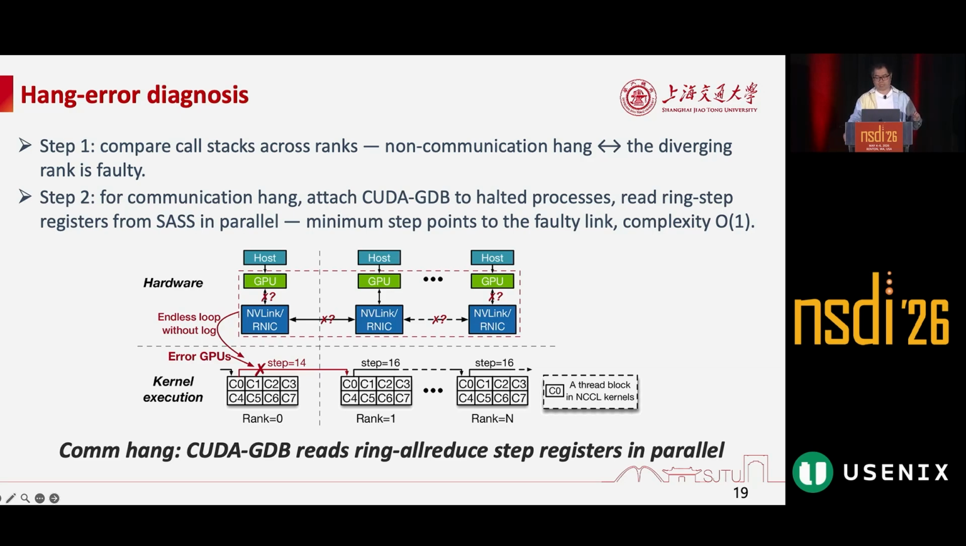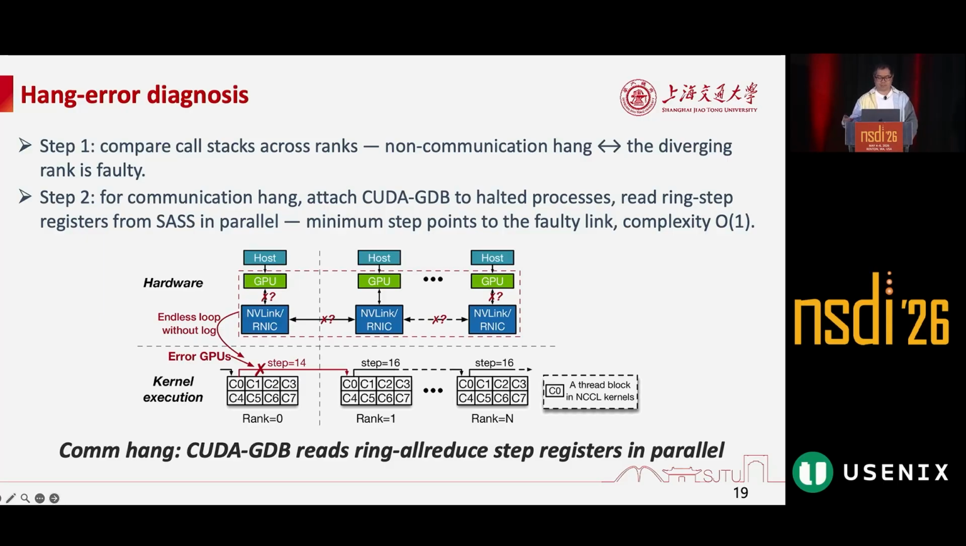Here, we use CUDA GDB to read the ring steps register of each training process directly from the SASS. So in this figure, you can see the step of rank 0 is 14, while the other ranks are at 16. Clearly, rank 0 is the potential culprit. But I have to emphasize that even in this case, maybe it's not a problem of rank 0. It just gives us clear hints to dive into for the failure processing. But it really saves our time.